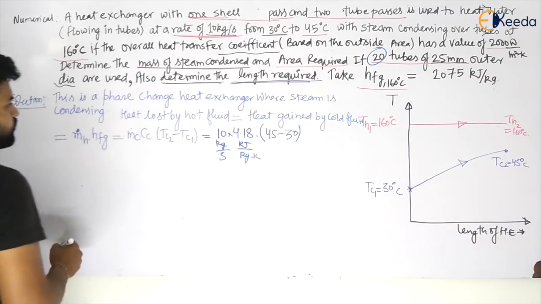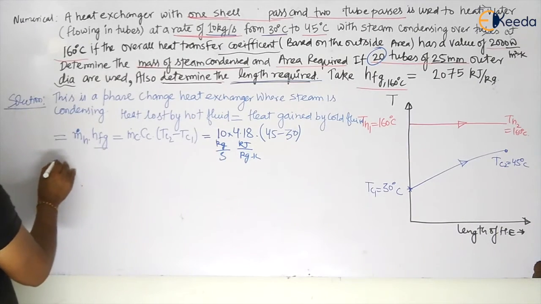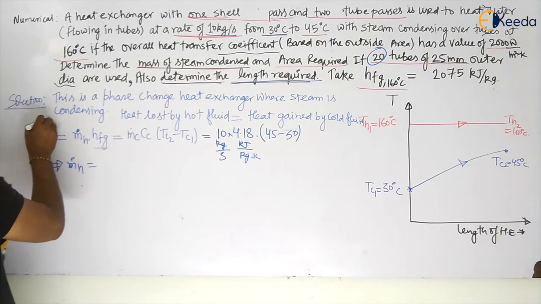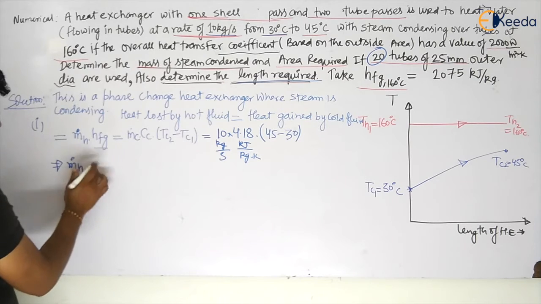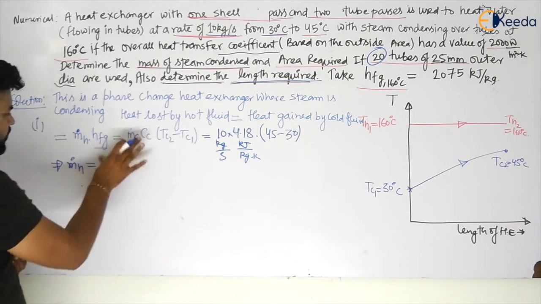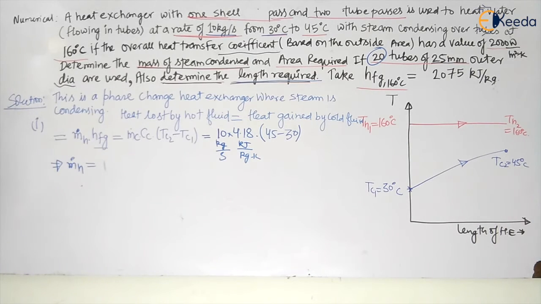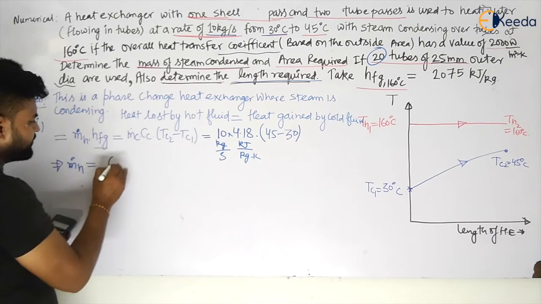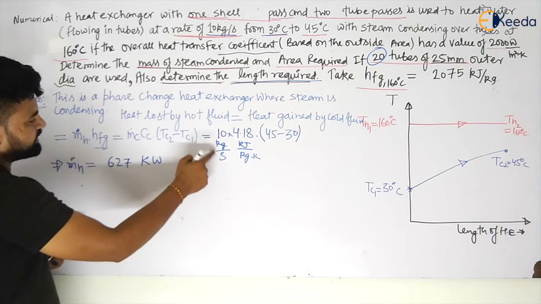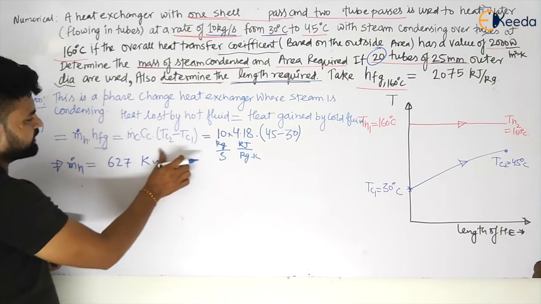So h_fg we have given already, so we can calculate now m dot h. That is the first case I am solving. Let me calculate this first. So this is 10 into 4.18 multiplied by 15. Very good, 627 kilowatt, as kilojoule per second. Or let us take it as kilojoule.